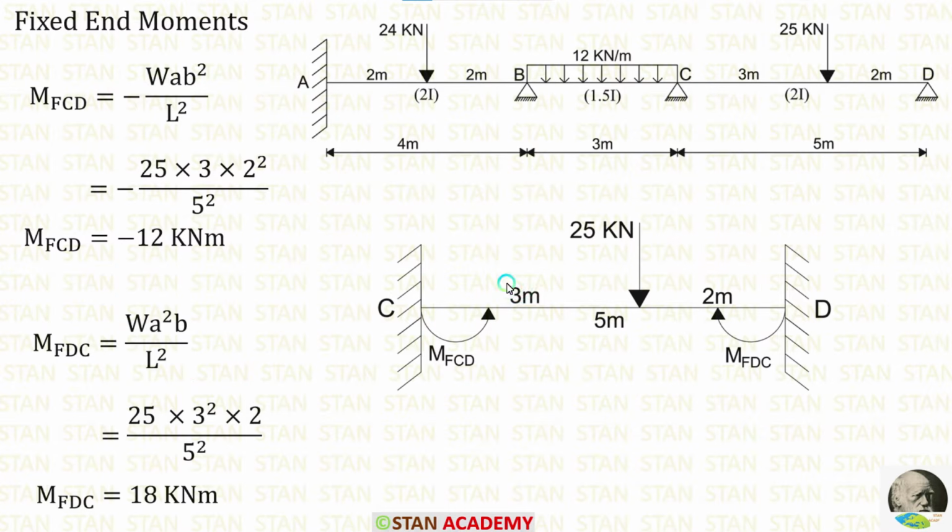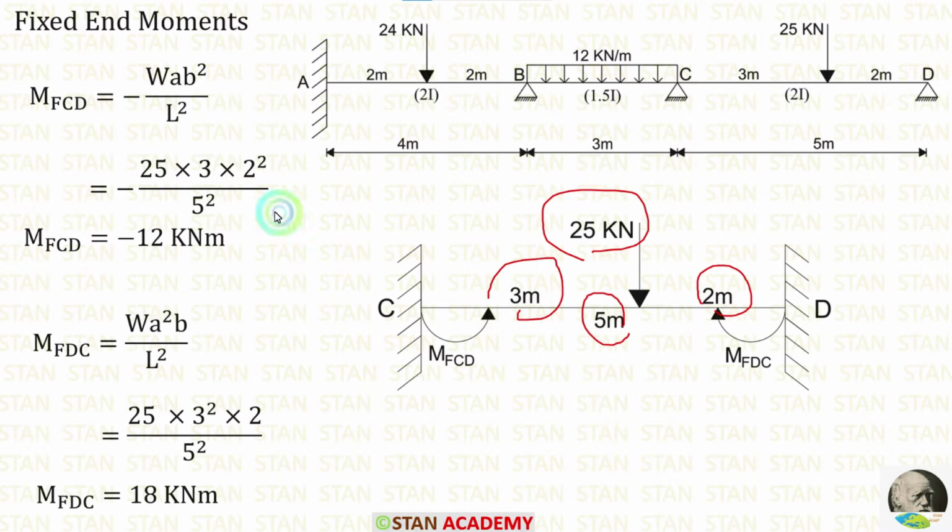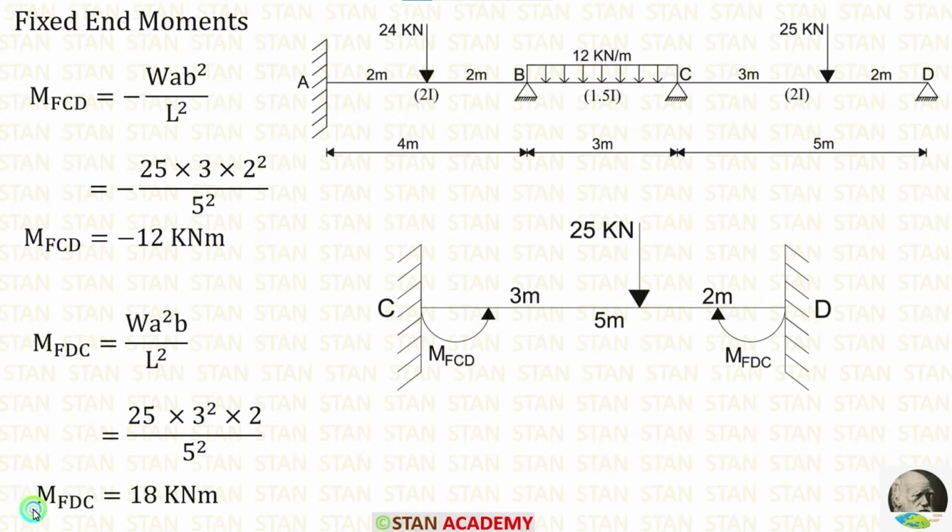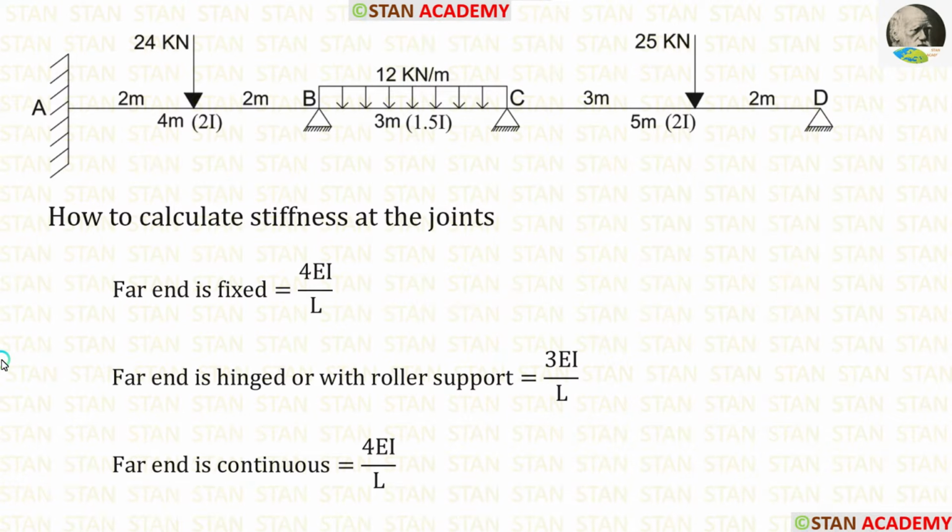Let us apply the values inside the formulas. W is 25, A is 3, B is 2, L is 5. After applying the values inside the formulas, we are getting M of CD is equal to minus 12 kilonewton meter and M of DC is equal to 18 kilonewton meter. In the moment distribution method, we have to find the distribution factor.